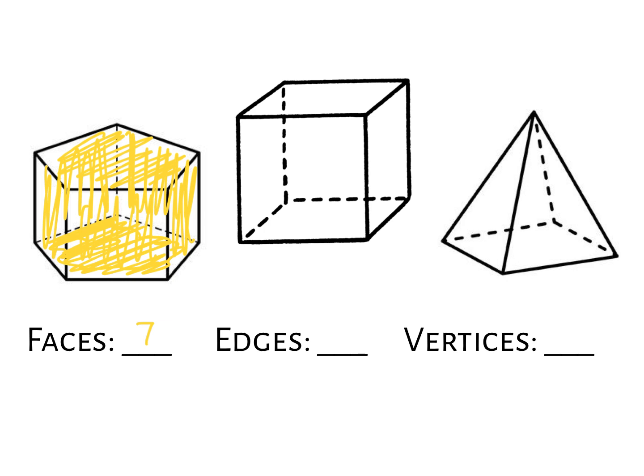Then for edges, I'm going to have all of these lines. Think of it as the place where 2 faces come together. Okay, so around the top I have 5 edges. On the bottom I have 5 more edges. And coming down from the top to the bottom, I have 5 more edges again. So I have a total of 15 edges.